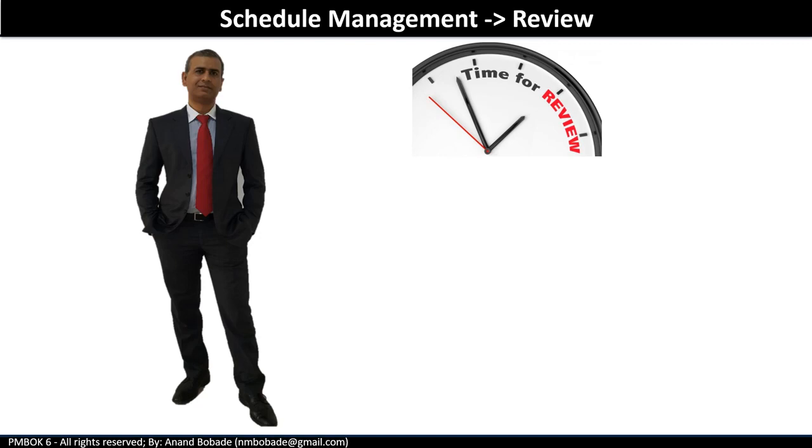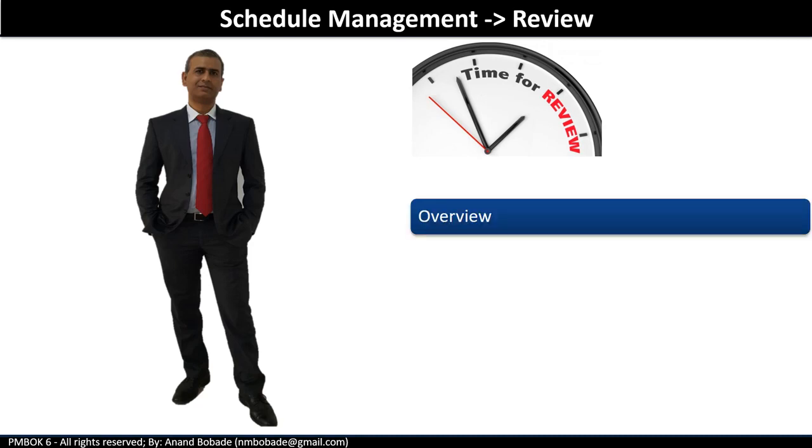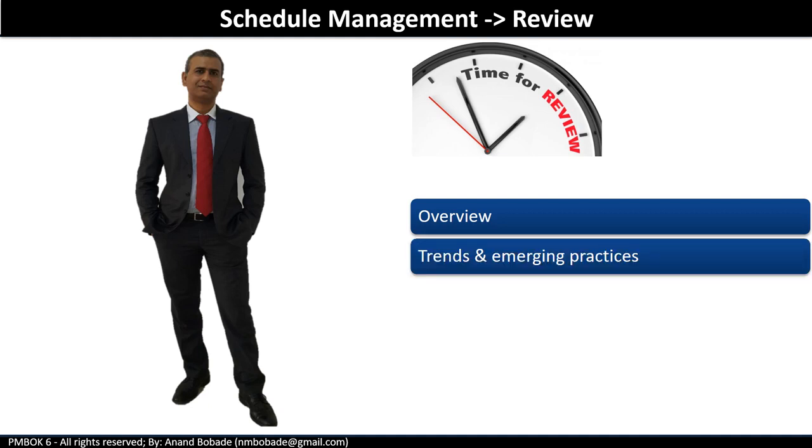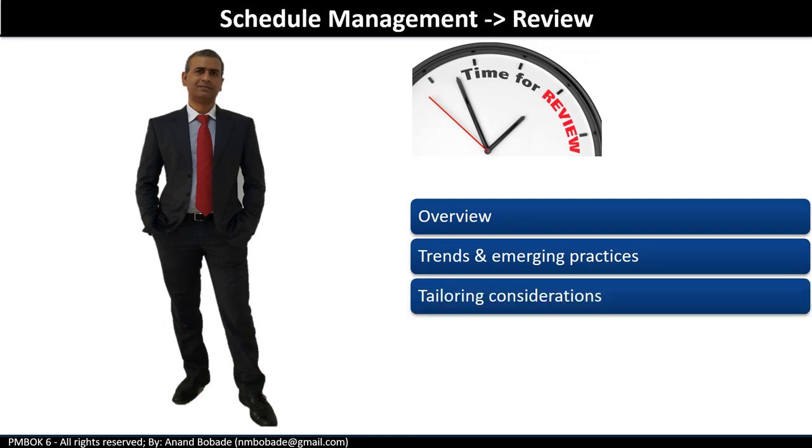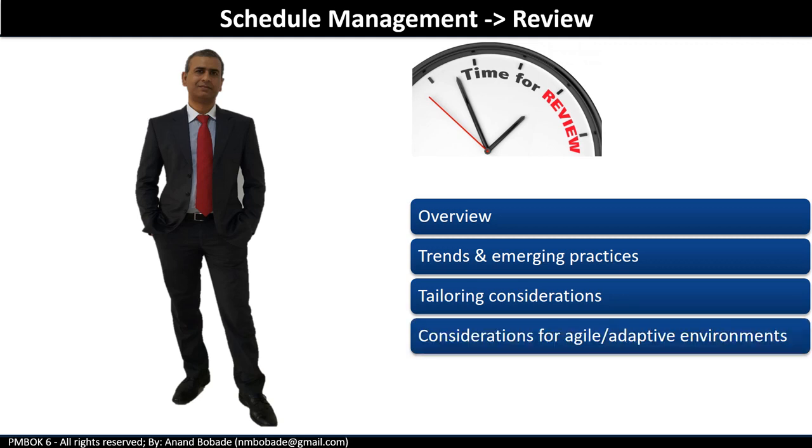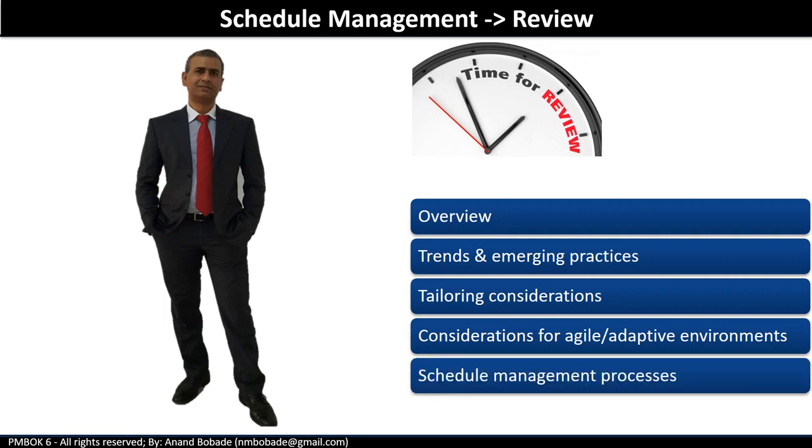Good job. You have completed the overview of the project schedule management knowledge area. So let's do a quick review. In the overview, we learned about the purpose of the schedule management knowledge area. We talked about trends and emerging practices like Kanban and lean manufacturing. We talked about tailoring considerations, where we said life cycle approach and technology may impact how you tailor the processes. Considerations for agile and adaptive environments. And we also learned what the 6 different processes inside this knowledge area are.